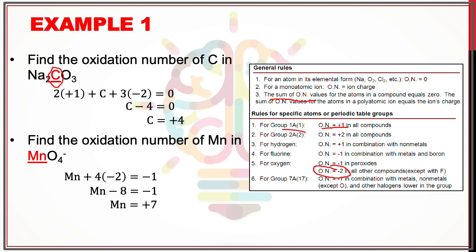And then you can solve this equation. C minus 4 equals 0. So C is equal to positive 4. So the oxidation number for this carbon, C, is equal to positive 4.